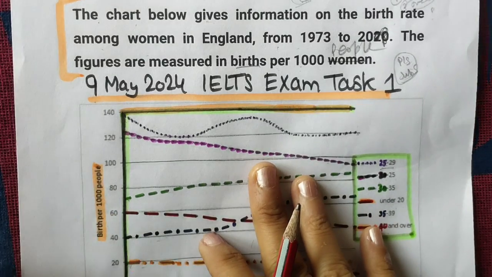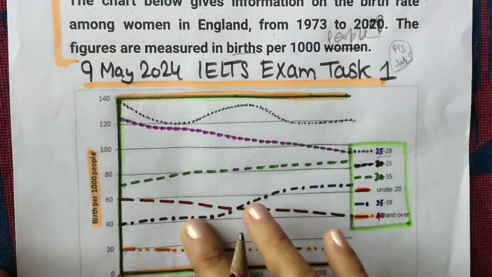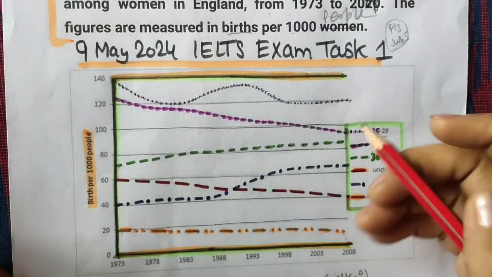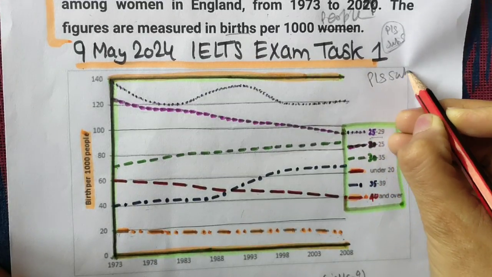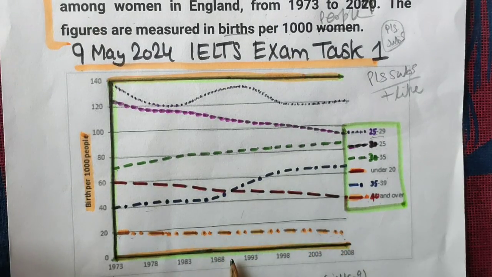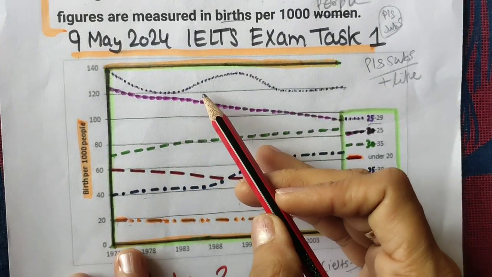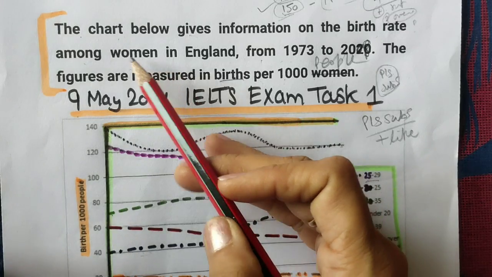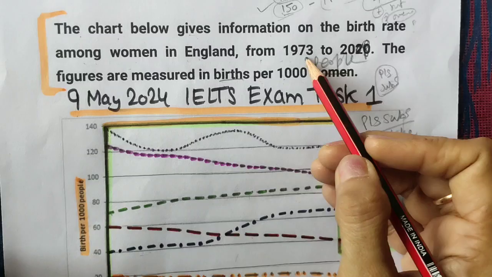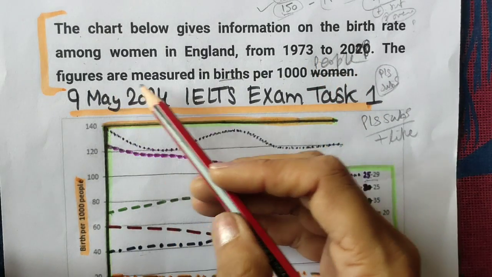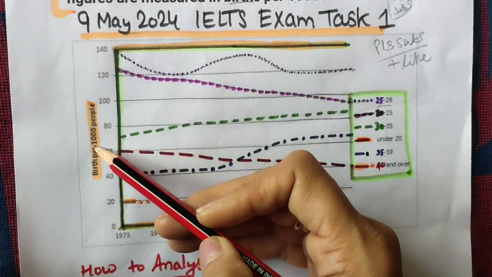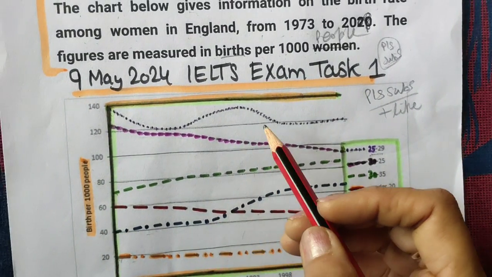Now this is the line graph. Before starting to analyze the line graph and how to write the body detail paragraph, introduction and all, please do this. Okay, so this is the question statement. Let's read it. The chart below gives information on the birth rate among women in England from 1973 to 2008. The figures are measured in births per 1000 people. Because here it is given 1000 people, that's why I have changed it.